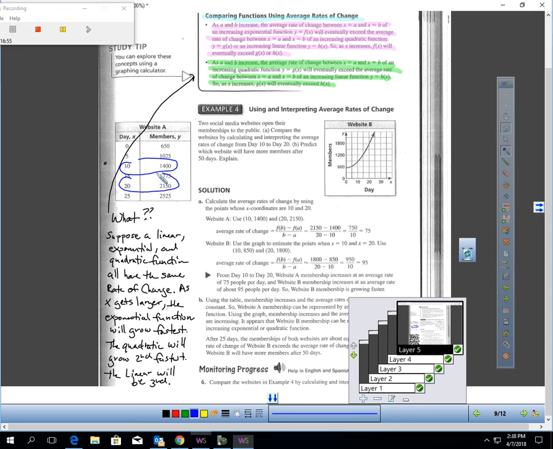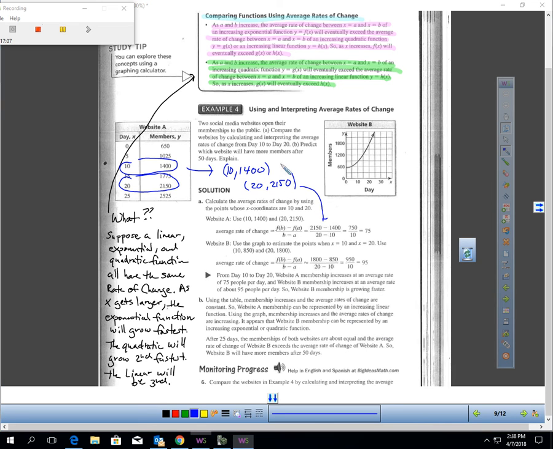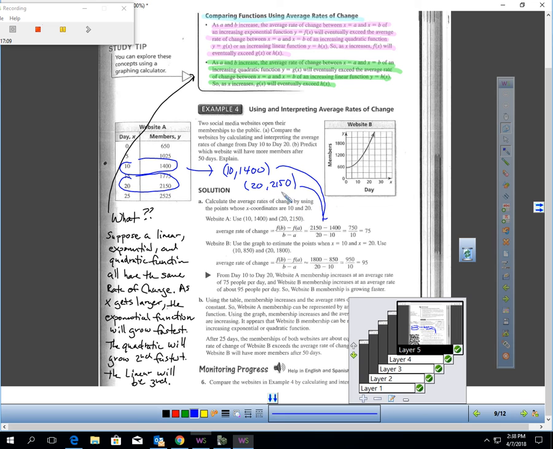So I'm going to write those two points down, (10, 1400) and (20, 2150). Look at, they're using the slope formula. Can you see that? They took the y values and subtracted on top. They took the x values and subtracted on the bottom. The rate of change for website A is 75 members a day.